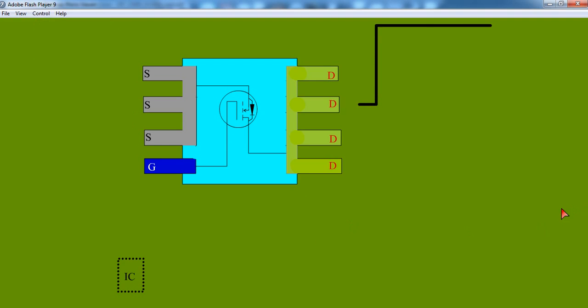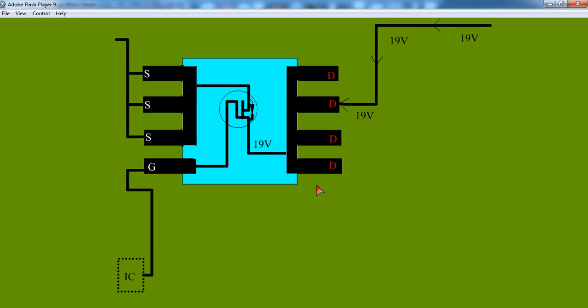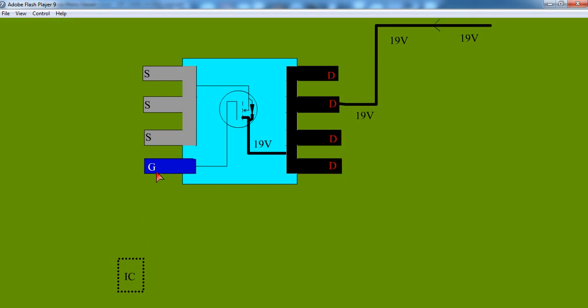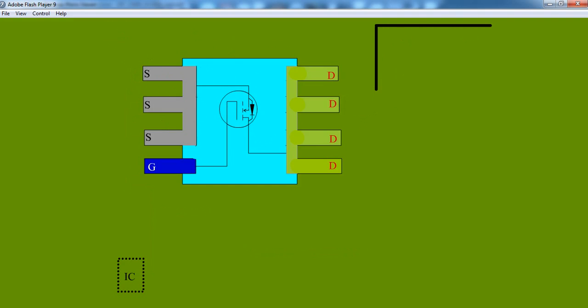Yes, this is the simple MOSFET diagram. All these 4 are the same pin. All these 3 are the same pin. The gate is different. When you connect the 19 volt here, this voltage will not go to the source. So the gate signal is required here to conduct the voltage. The gate signal comes out from the integrated circuits. Now the gate signal goes to this MOSFET, and this 19 volt passes to the source.